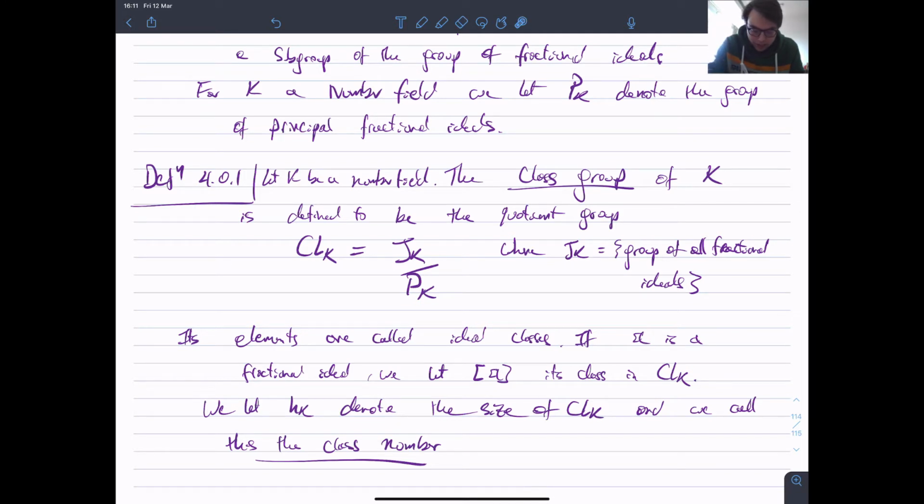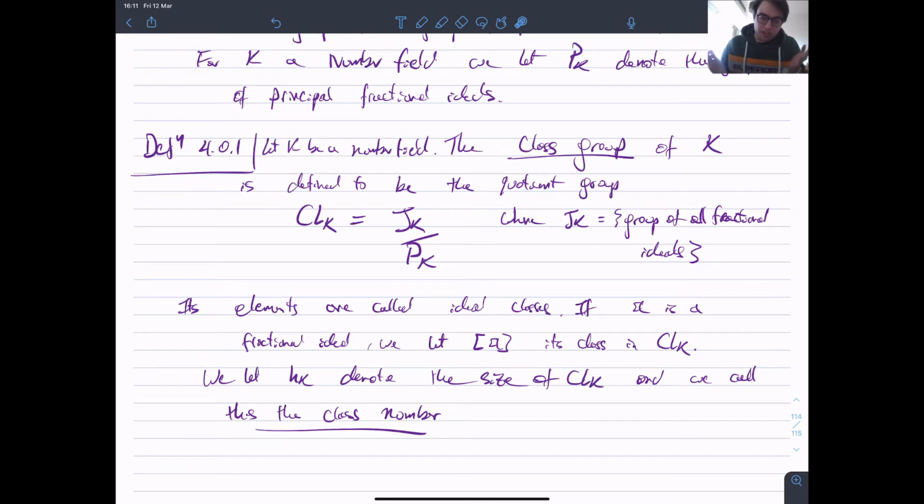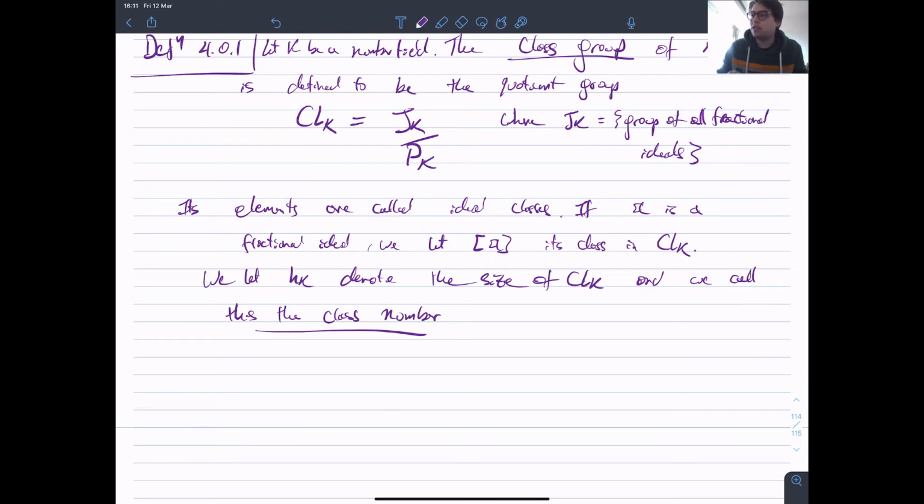So this is the class group. This is the invariant of our number field that you want to study, and its size is important enough to have its own name, the class number. I'm just going to use h_K to denote this. And what we're going to see in a second is that this group is finite. So this number is actually some finite number. It's not infinity.